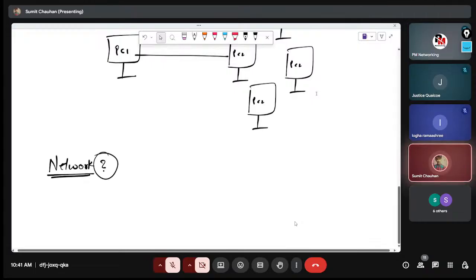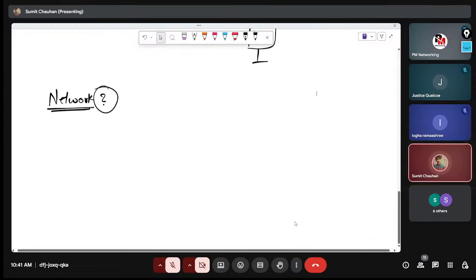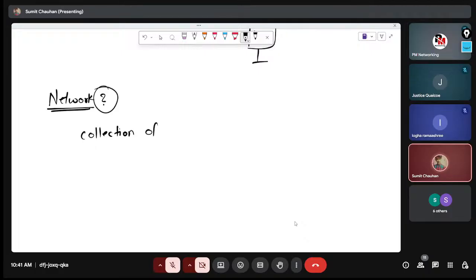So again, the question ends up here, guys. What is network? According to what I have learned, what I have assumed, what I have seen and observed, I can say a collection of devices. Why a collection of devices?